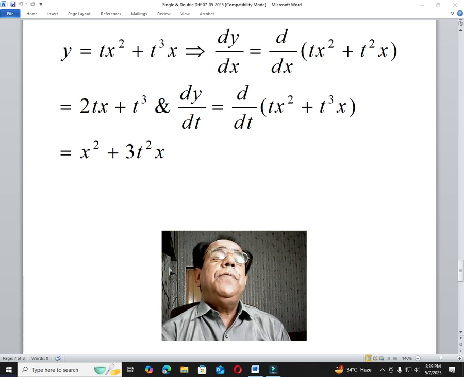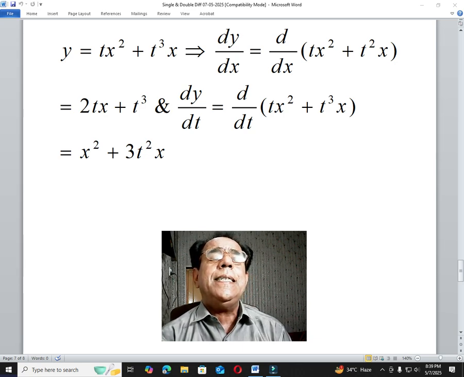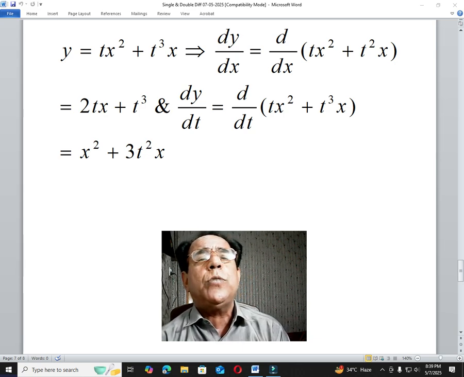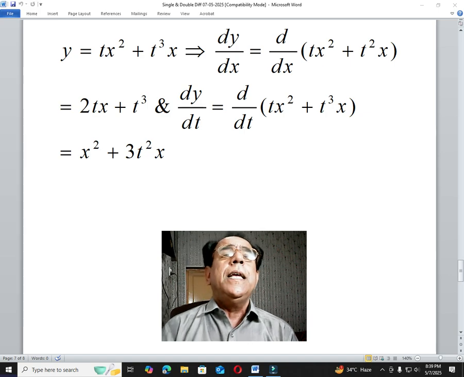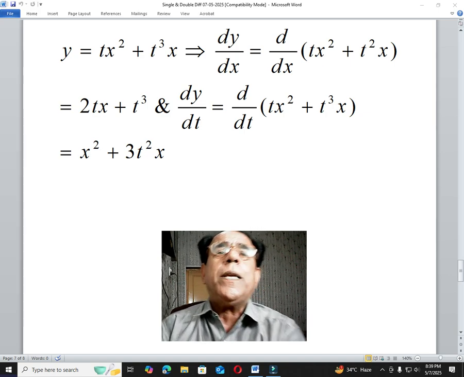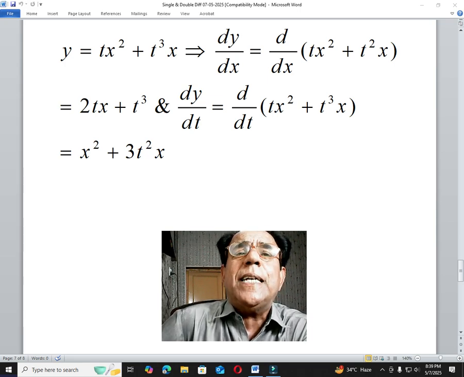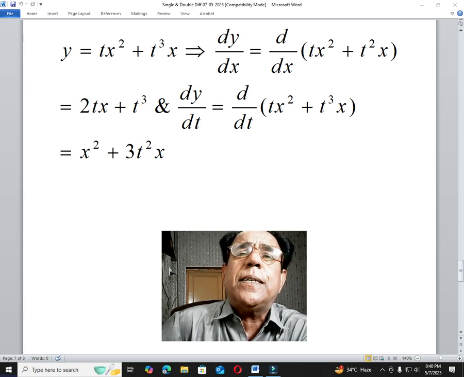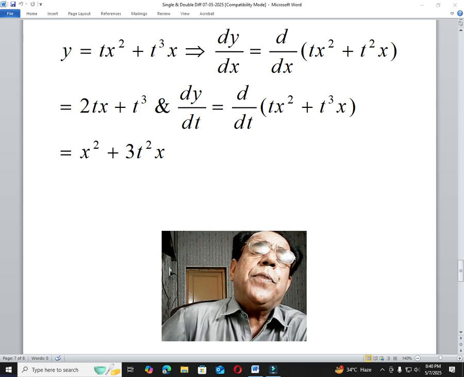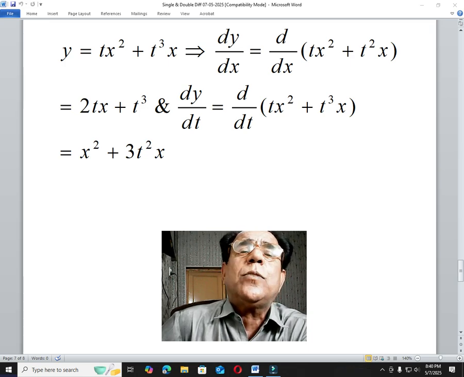Next, we differentiate y with respect to t. dy by dt is equal to d over dt of the whole function as given in the original. Dear students, here it is written correctly, exactly. In case of d over dx there was a minor mistake, but in case of d over dt there is no mistake. Now we are going to differentiate with respect to t, so the x factor will operate as a constant.